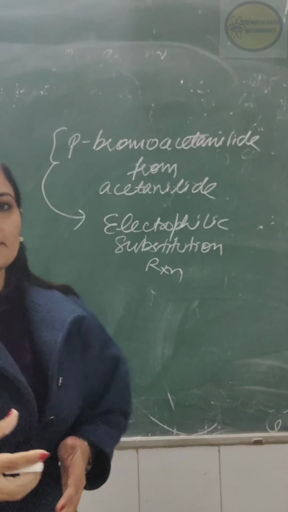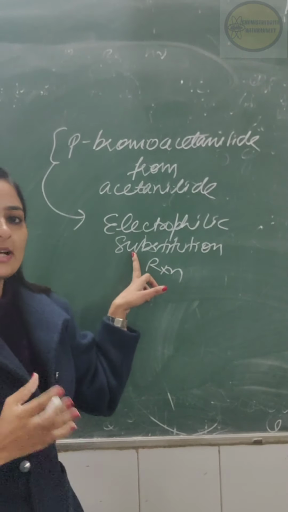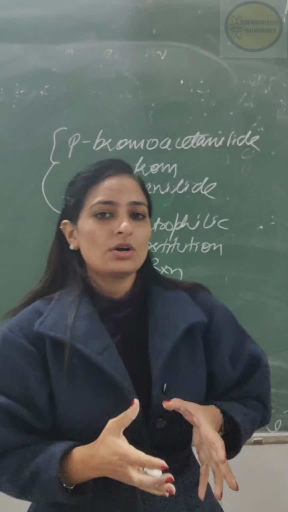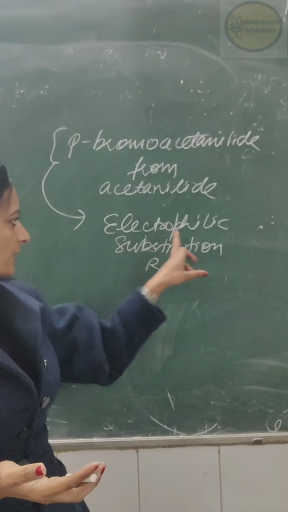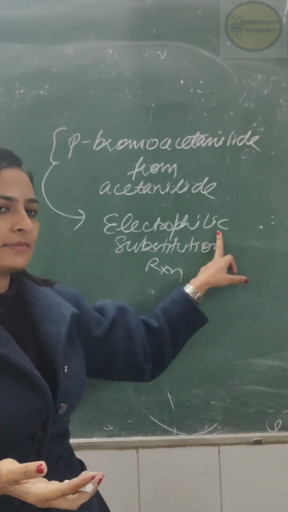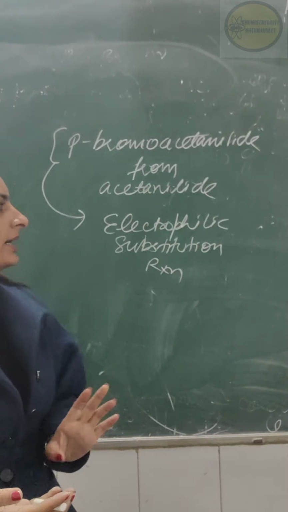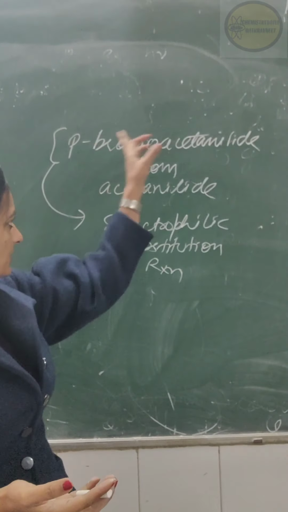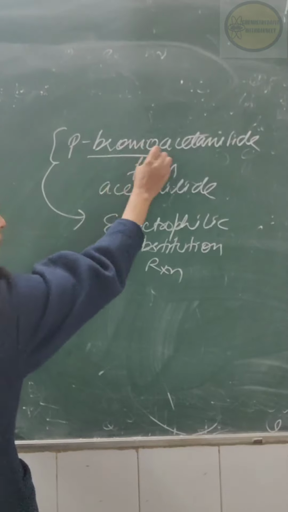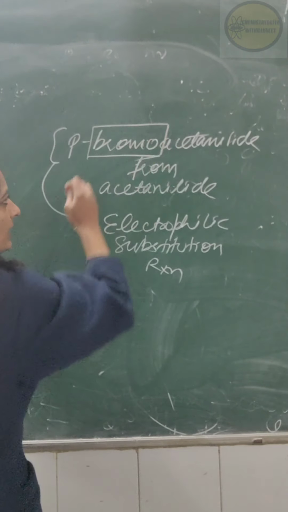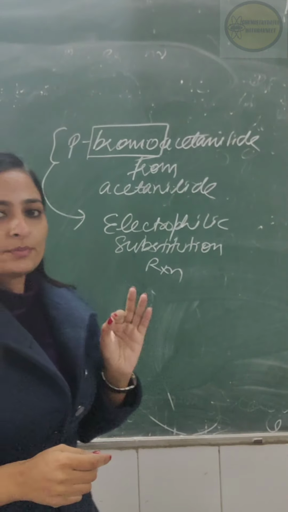So now what do you mean by electrophilic substitution reaction? Substitution reaction is that reaction in which one group or atom replaces the other atom or group. As we have written here, electrophilic means one of the atoms or groups is replaced by the electrophile. In this case we have para-bromo, so the electrophile we are going to substitute on the acetanilide is the bromo group.